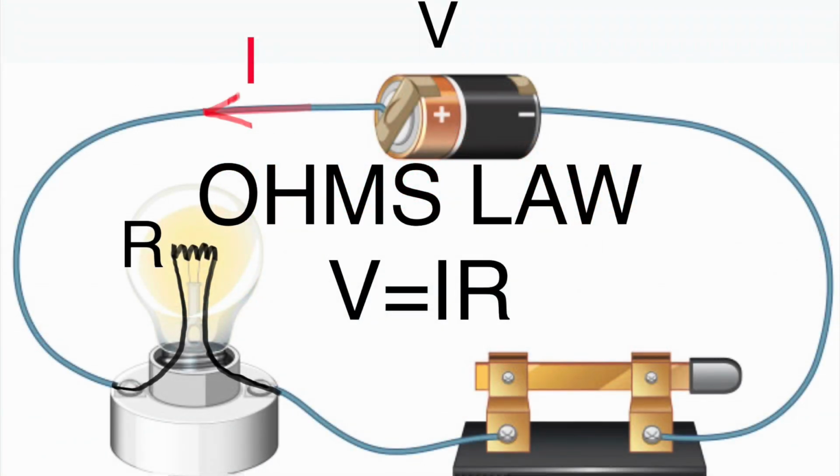The relationship between the voltage, the current, and the resistance is indicated by Ohm's law. V equals I times R. The higher the voltage, the higher the current that flows in the circuit, and the higher the resistance, the lower the current involved. So the voltage, higher current.